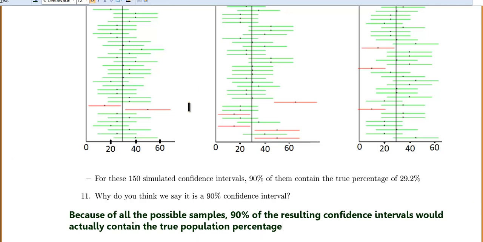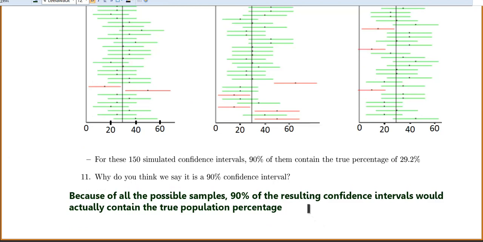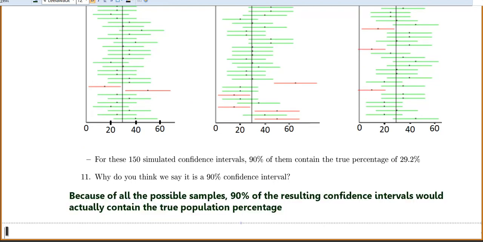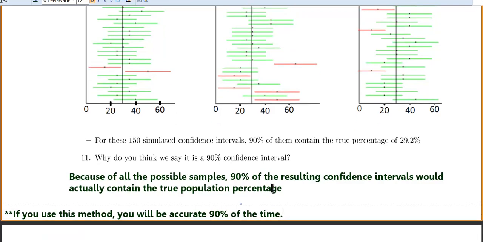Or in other words, if you kind of want it in plain language, what does it boil down to? If you use this method, you will be accurate 90% of the time. Notice this doesn't say you have a 90% chance to be accurate. It's if you do it many, many times, overall you'll be accurate 90% of the time. But for one specific try, we don't know if you're going to be accurate or not.